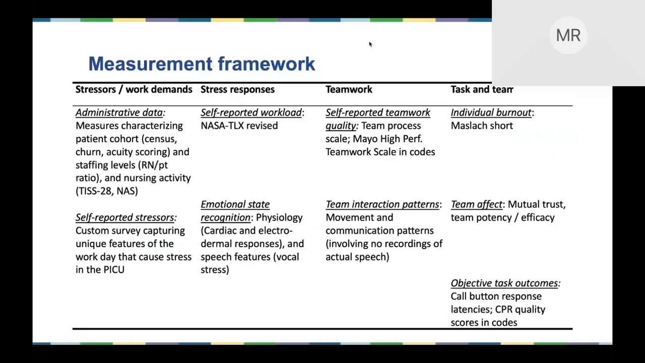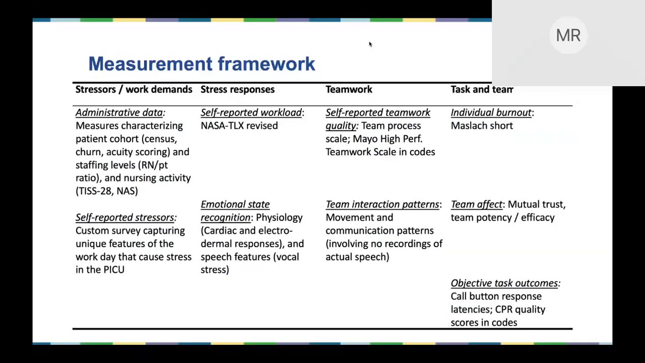So the measurement plan we're focusing on here is combining a lot of those same data sources. We're using the administrative data on patient acuity scoring systems and things like that. We're capturing self-reported stressors and the types of interaction patterns. We've done some interviews and focus groups to understand what, on a day-to-day basis, are the things that contribute to people's stress the most, just like we did at the individual level. And then we're recording their stress responses, both from self-reported measures and emotional state recognition from physiology and from speech features.